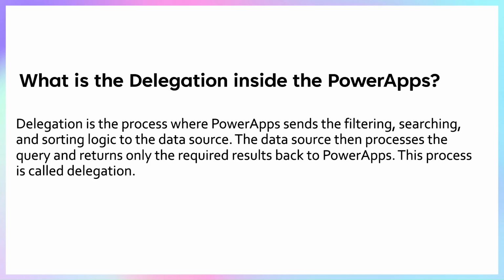Delegation is the process where Power Apps sends the filtering, searching, and sorting logic to the data source. The data source then processes the query and returns only the required result back to Power Apps. This process is called delegation. So here is the delegation definition. Power Apps delegates its query to the data source, the data source will work on it, and the required result will be sent back to Power Apps. Okay, so this process is called delegation.